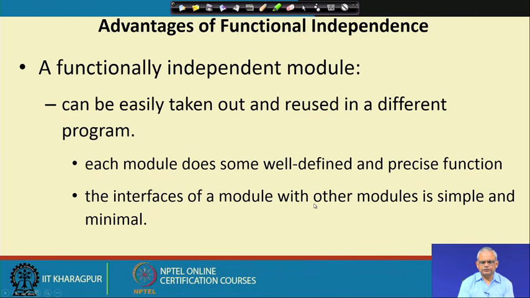Each module in a functionally independent set of modules has well defined, precise functions, and it does not interact with other modules, or if at all it interfaces with other modules, it is simple and minimal, and therefore becomes easy to reuse modules.